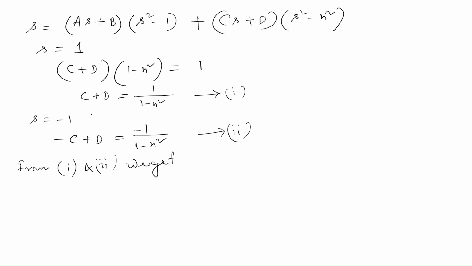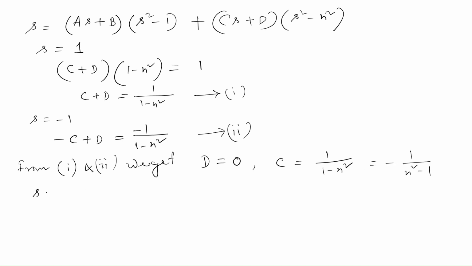So if we add them, minus c plus c cancel, twice d, and on the right-hand side this and that term will be cancelled. So d equals 0. And putting d as 0 we will have c equals 1 by 1 minus n square, or we can write it as minus 1 by n square minus 1.